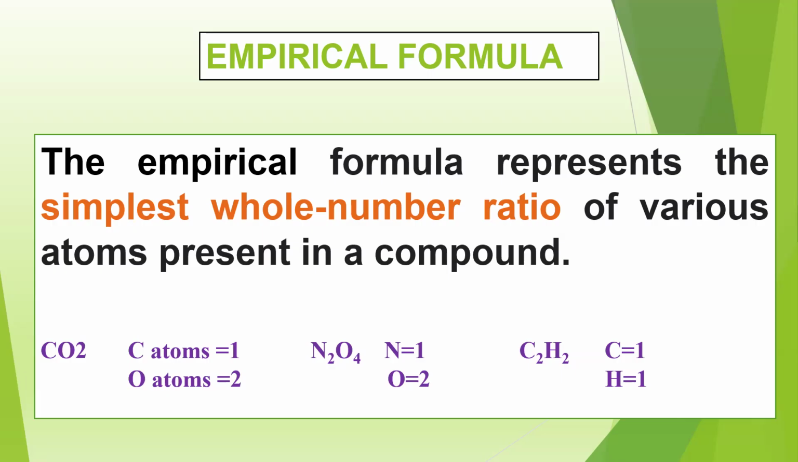Suppose you take C2H2, acetylene, it contains 2 is to 2. But the empirical formula is C1 and H1, that is 1 is to 1. So like that, empirical formula represents the simplest whole number ratio of various atoms present in a compound. We'll take more examples.